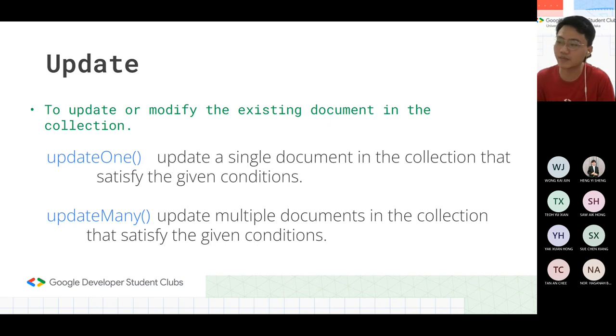And then the second function is update many. It is used to update multiple documents in the collection that satisfy the given conditions. Because for update one, let's say the condition is age more than 50, and you change the status key from young to old. But with this update one function, you can only change one document. So you need to run it multiple times to change your documents entirely inside the collection. So update many is quite useful when you want to update the same information for the entire set of matching documents inside the collection.